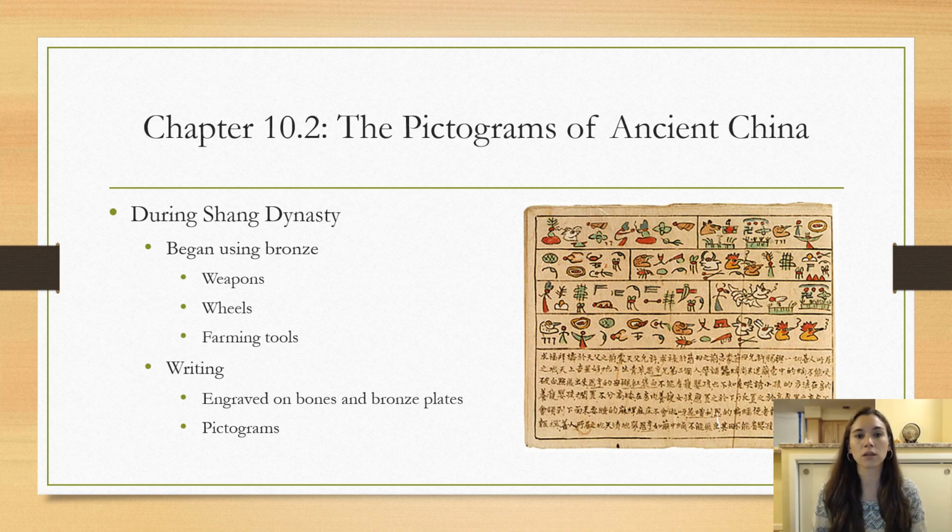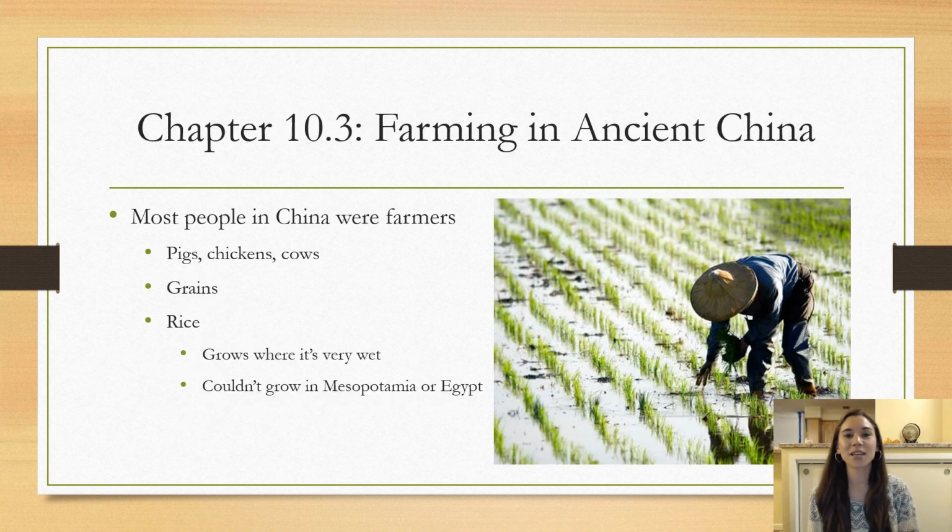They used writing to engrave on bones and bronze plates, and they wrote using pictograms that you can see pictured here. And then in Chapter 10.3, you read about farming in ancient China, how most people in China were farmers. They had pigs, chickens, cows, they planted grains, and also rice. Rice can only grow where it's very wet, as you can see pictured here, and it couldn't grow in Mesopotamia or Egypt because it was too dry there. So this was something specific to China.